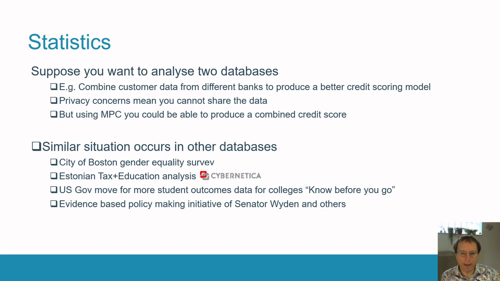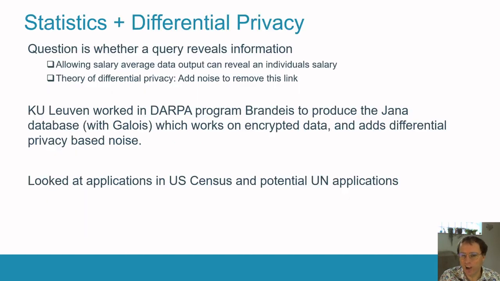Most of these things are about producing descriptive statistics. They're about doing averages, standard deviations, histograms, just describing very basic statistical information. And this is all doable with secure computation for a relatively large amount of data. We were looking at this in a DARPA funded program called Brandeis, where we're working with Galois, who produced the JANA database, and they were using our system to provide the MPC backend to their database. We were looking at applications in US Census and potential UN applications.